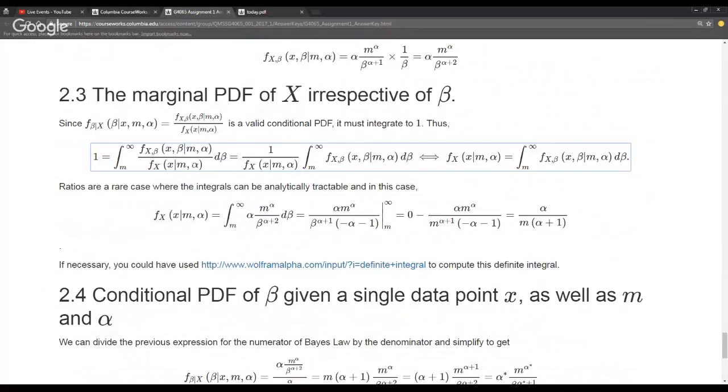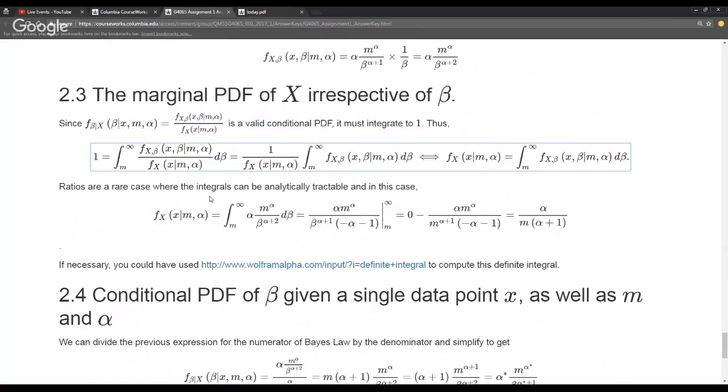Since the denominator does not depend on beta, we can shift it out to the left-hand side of the integral. And since all that is equal to 1, if we just multiply by f of x, we get the relationship we're looking for, that f of x is equal to the integral of the numerator over the sample space of beta.